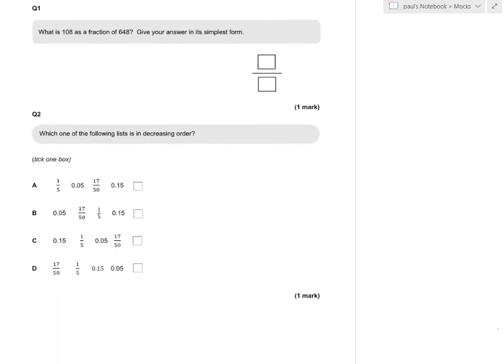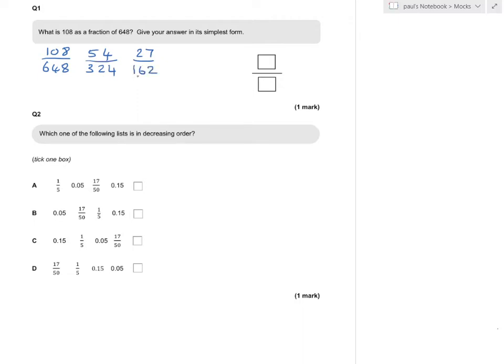So question 1. What is 108 as a fraction of 648? So 108 over 648, simplest form. So 54 over 324. Yeah, that's half. Half that again is 27 over 162.